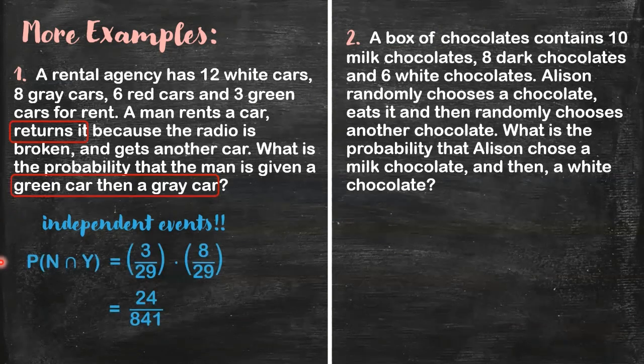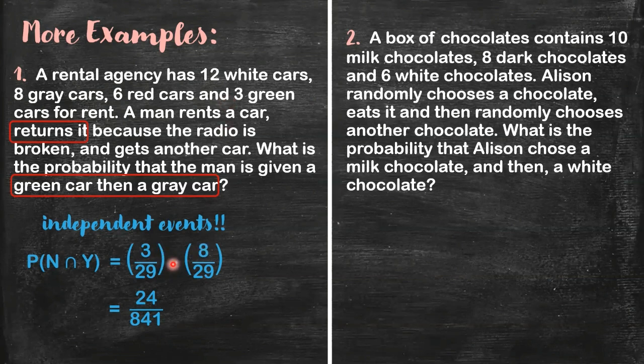So you'll have this. The probability of getting a green car, so I used N, and getting a gray car after the green car, is equal to 3 over 29. Ilan ba ang green cars? 3. And then over 29 because we have 29 cars in all. 12 plus 8, you get 20. 20 plus 6, you have 26. Plus 3, you have 29 cars in all. So that's why we have 3 over 29.